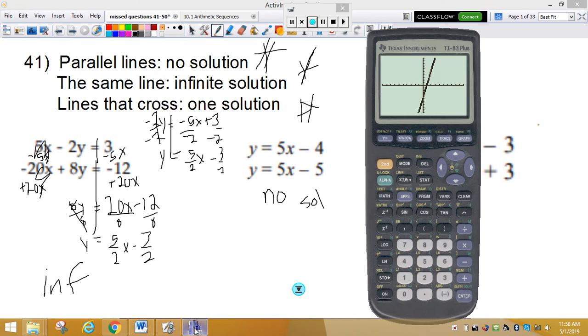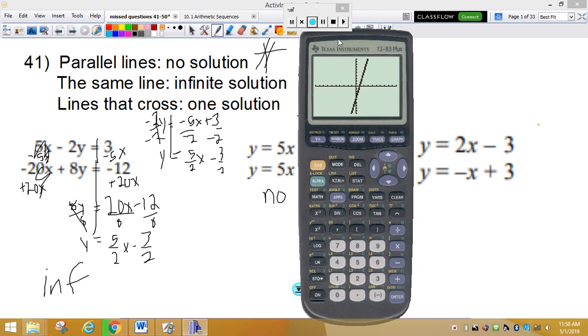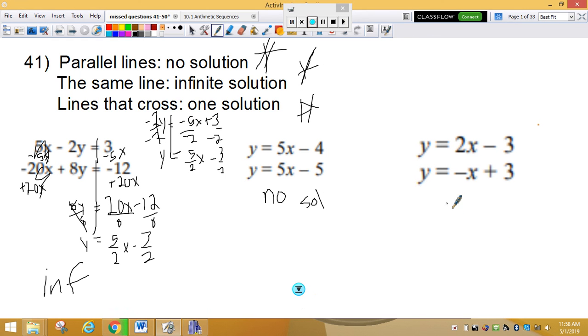Let's graph these. 2x minus 3, negative x plus 3. All right, those cross, so I know they're going to have an answer if I find it. Second trace 5, enter, enter, enter. X is 2 and y is 1.